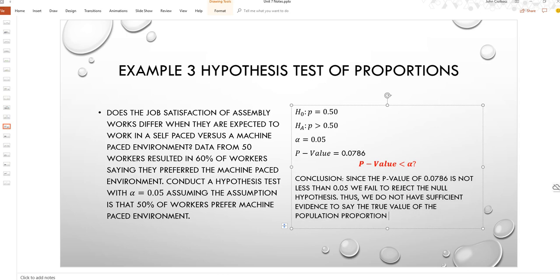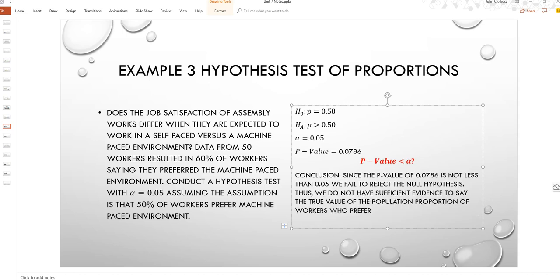And then we're talking about workers who prefer the machine-paced environment, right? So we don't have sufficient evidence to say the true value of the population proportion of workers who prefer a machine-paced environment is, so context here, right? So let's look at this, break this down.